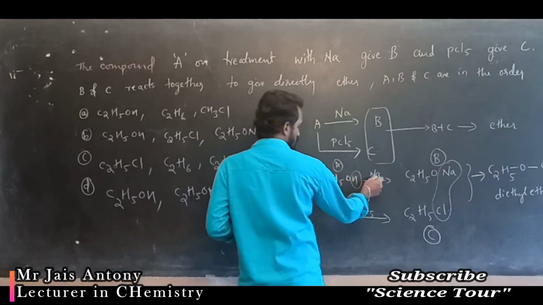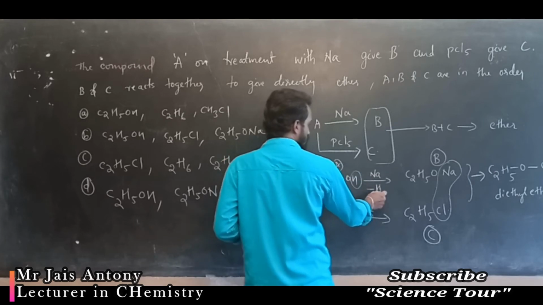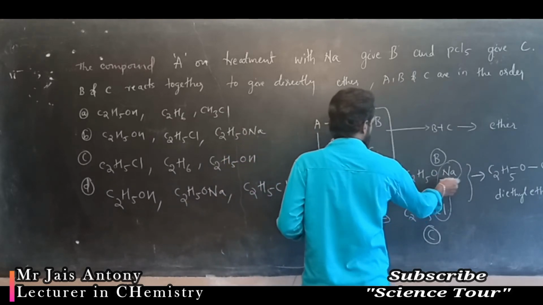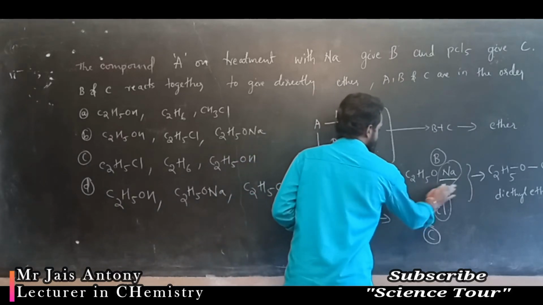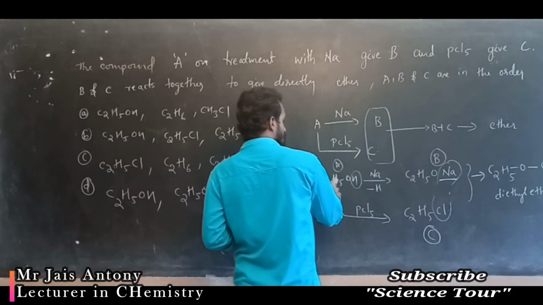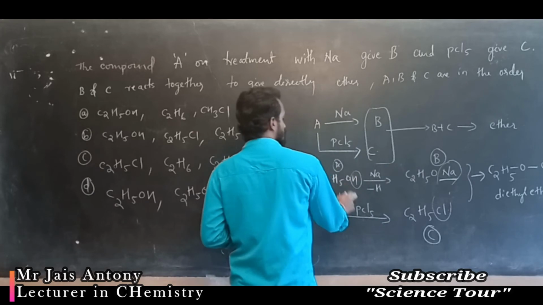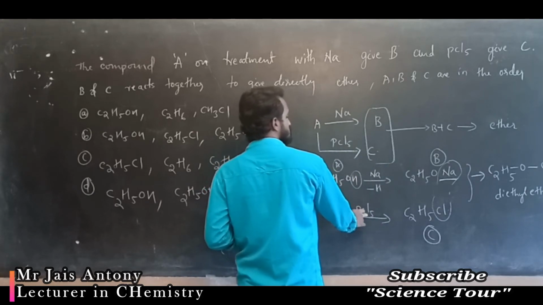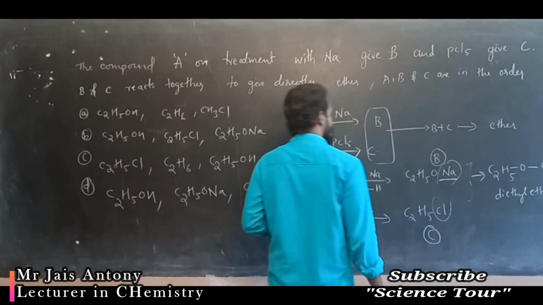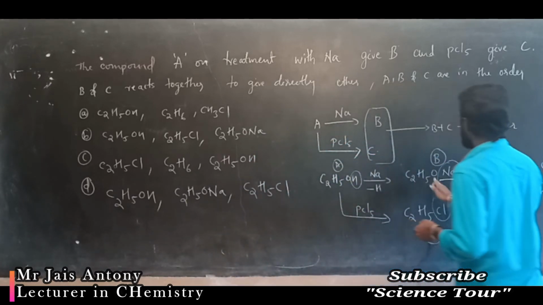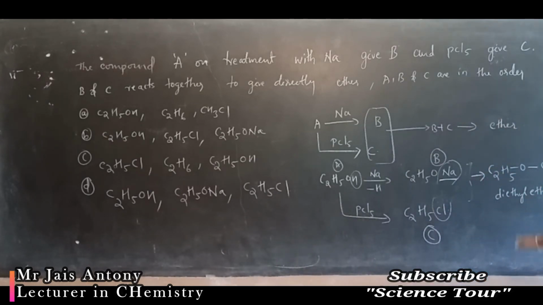A reacts with the sodium. When alcohol reacts with the sodium, nascent hydrogen will be removed. In that place, sodium will get substituted and it gives sodium ethoxide. Okay. Next, the same A compound reacts with the PCl5, it gives C. That means when alcohol reacts with the PCl5, H will be replaced by Cl and it gives ethyl chloride. Next, it gives C2H5O C2H5. Understood? Ethyl ether.